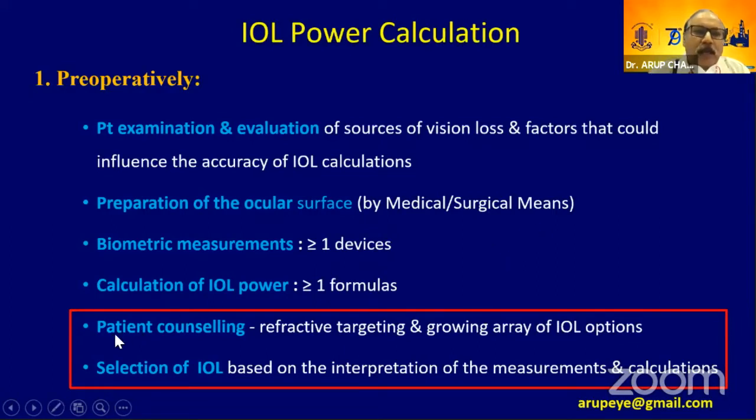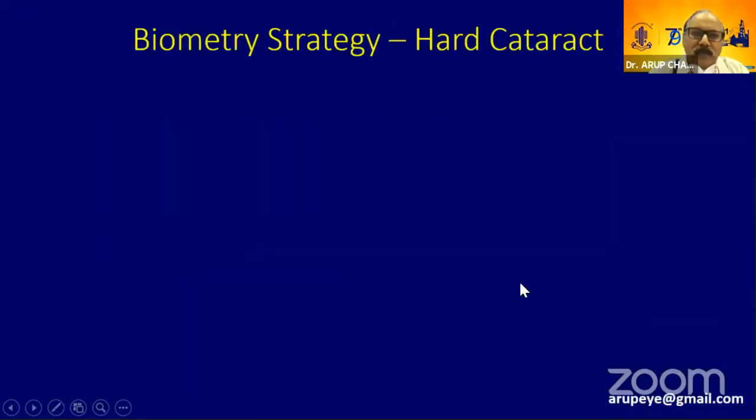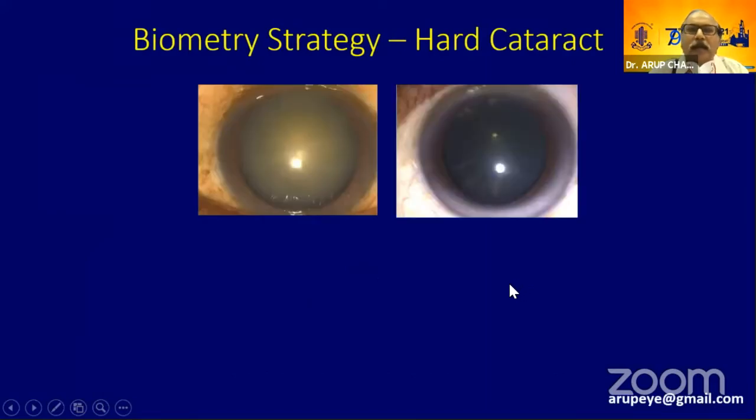Patient counseling as regards refractive targeting, etc., is important. And after all these issues are considered, the intraocular lens has to be selected in a proper manner. Now, for dense cataracts, optical biometers may not give you appropriate results. I'm not talking about the swept source OCT based biometers. So I have a very useful and efficient strategy to counter these cases.